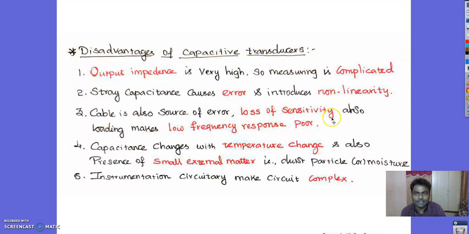There is also loss of sensitivity, and loading makes the low frequency response very poor. The capacitance changes with temperature change, and the presence of small external matter, that is dust particles and moisture, can also change the value of capacitance, which affects the output. The instrumentation circuitry also makes the circuit complex. The circuit is already a little complex because of the output impedance value, and the additional instrumentation circuit added to the transducer system will make it a little more complex.